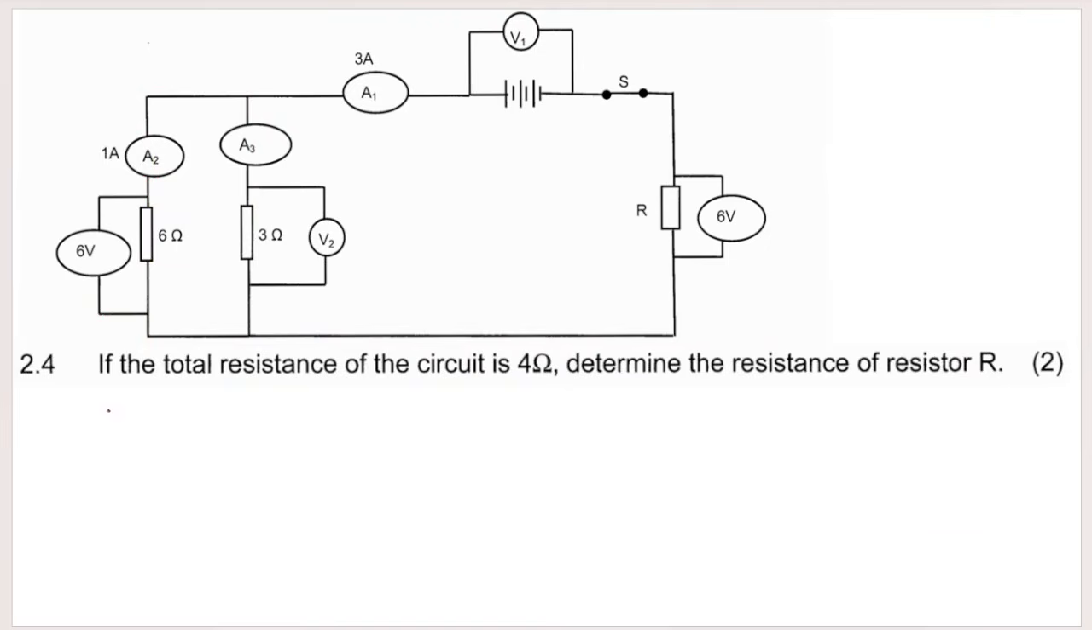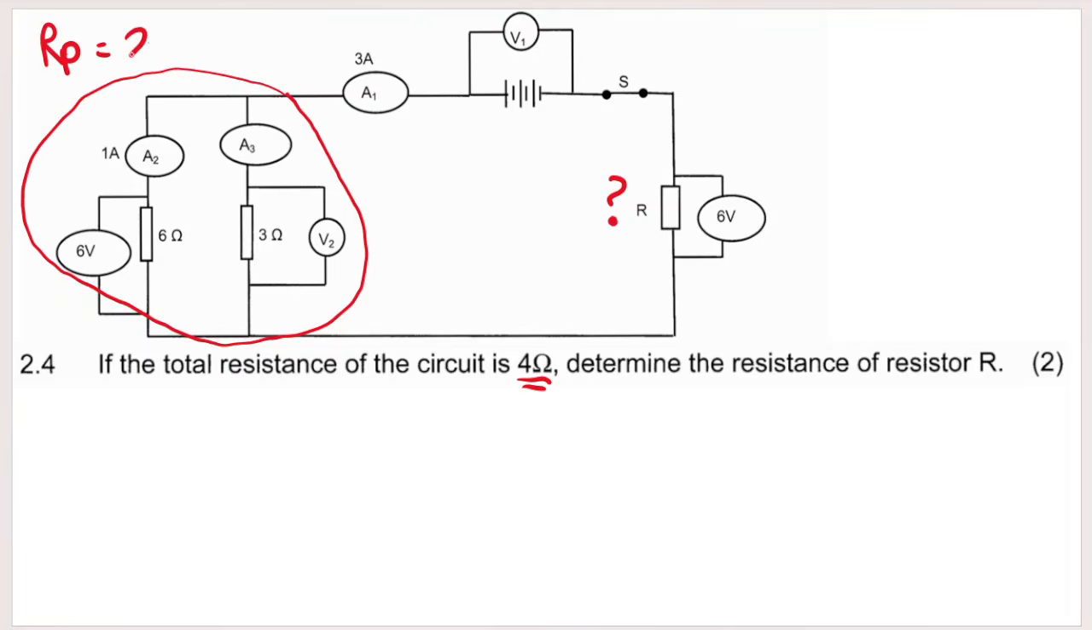The next question says, if the total resistance of the circuit is 4 ohms, determine the resistance of R. So we want this. This is our unknown resistance. Remember, right now what we calculated was the effective resistance, or the total resistance, of this parallel combination. So these parallel resistors had an overall resistance of 2 ohms. Now, if the total resistance is 4 ohms, how do we work out what this one is?